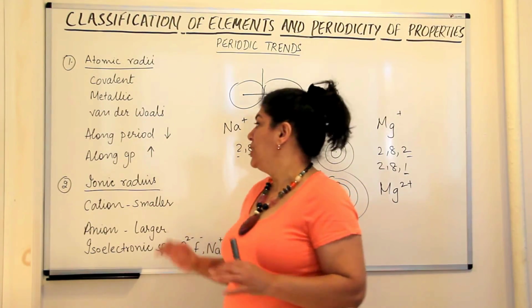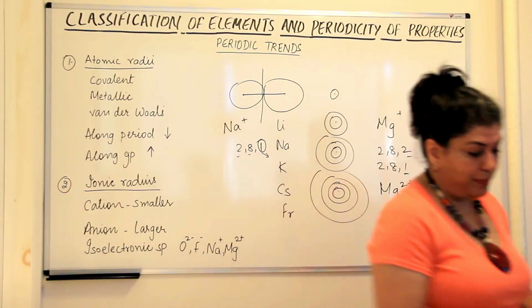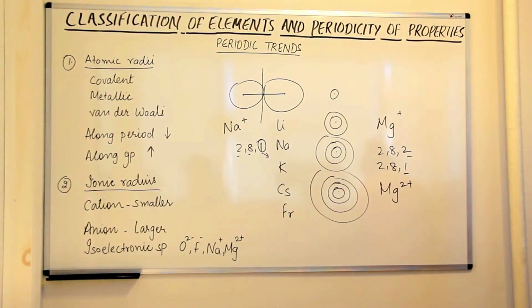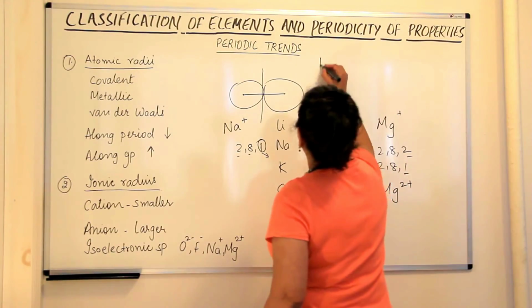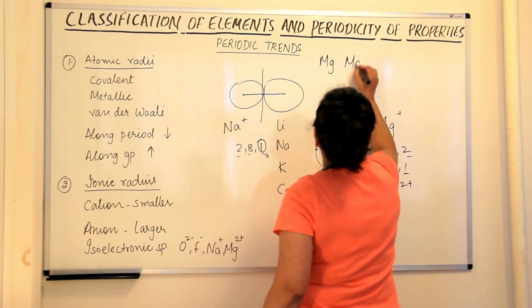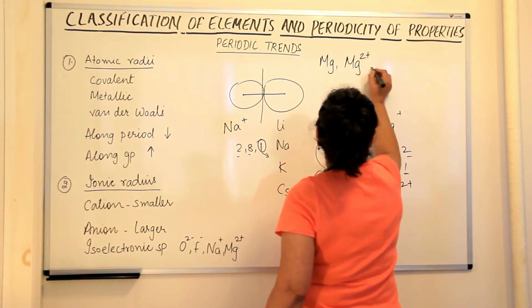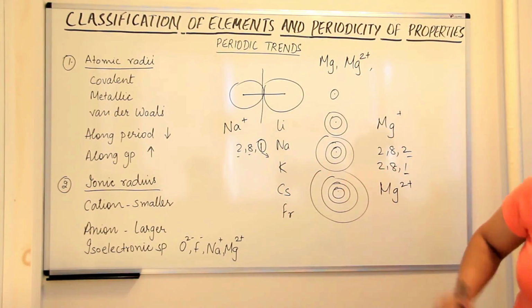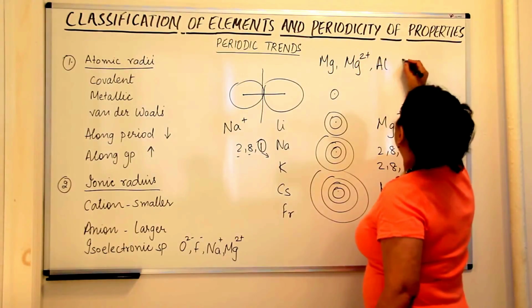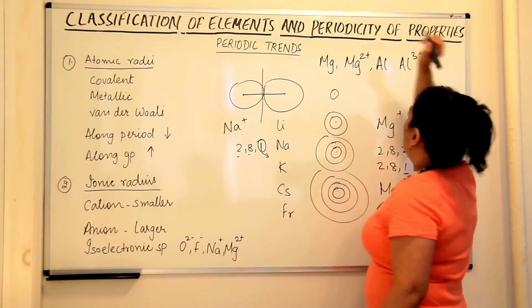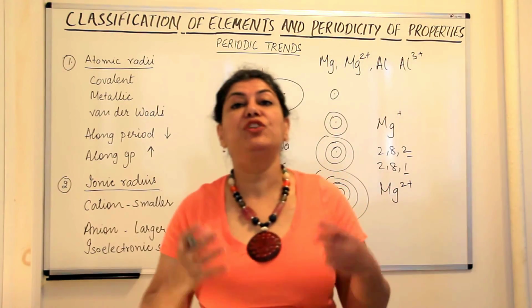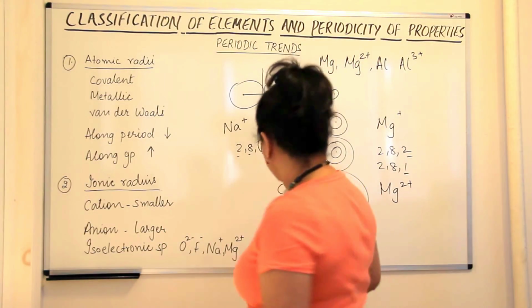So this was about the radii. Let us now solve a problem here. The question is, which of the following species will have the largest and the smallest size? Magnesium, Mg2+, aluminum and Al3+. Which would be the largest atom and which would be the smallest atom here?